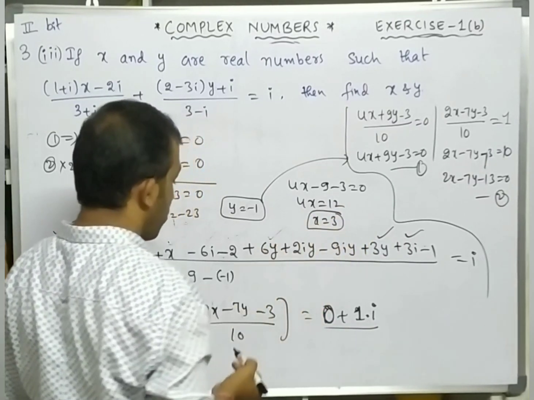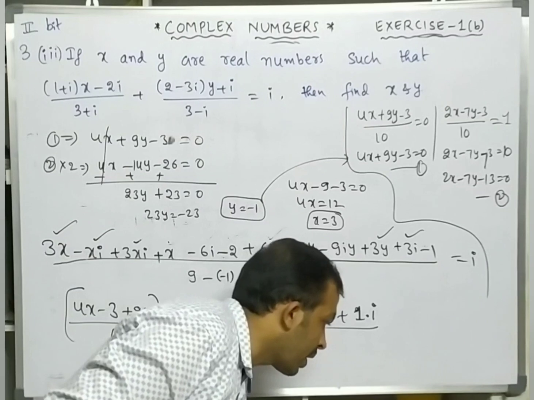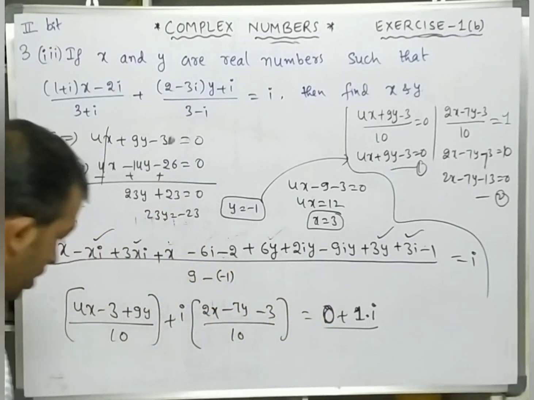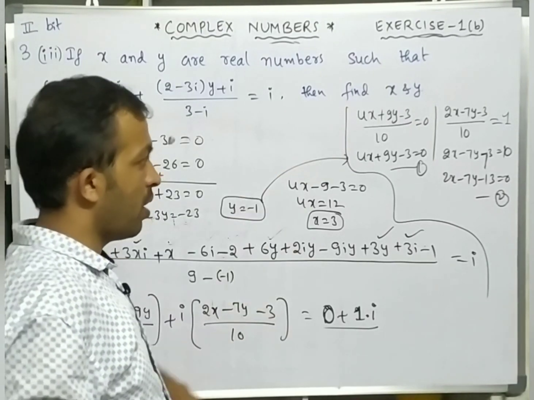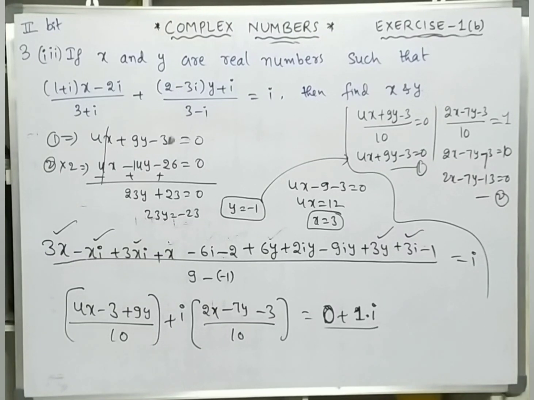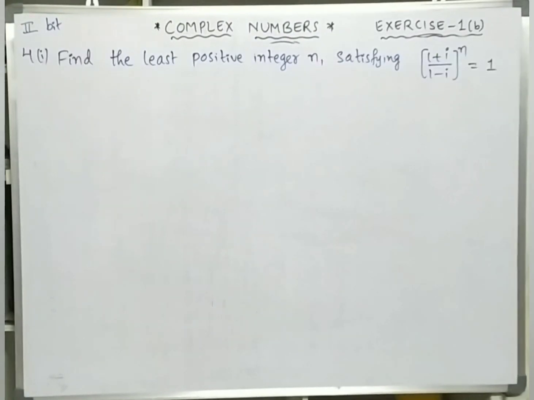So therefore, what is the value of x? x is equal to 3 and y is equal to minus 1. So the value of x is 3 and the value of y is minus 1. Those are the values. Okay, so this is the process of finding x and y.